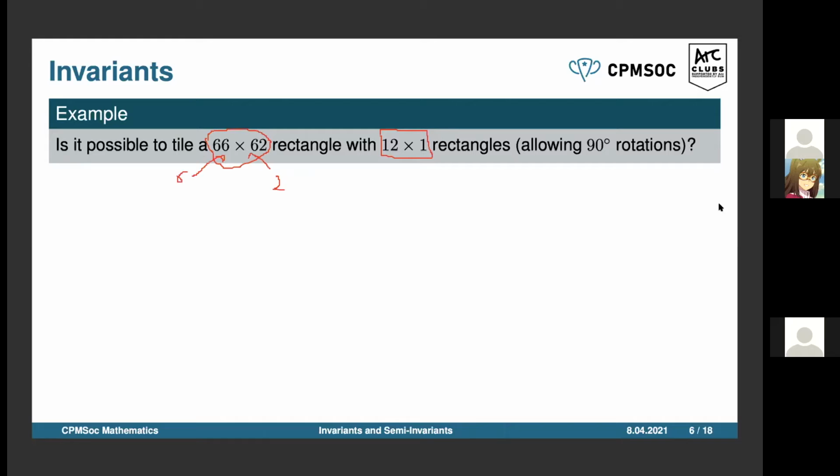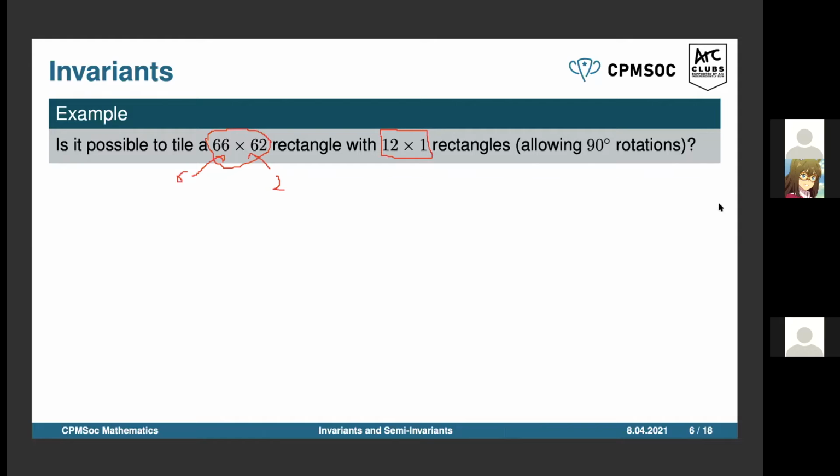So since it's divisible by 12, it doesn't rule out the possibility of the 66 times 62 rectangle being possible to tile. So it doesn't rule it out, but there might still be something that makes it impossible to tile it. So you could say that divisibility by 12 is one condition for the large rectangle to be possible to tile, but it might not be enough.